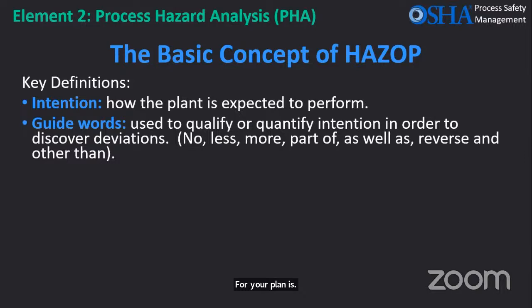Also, HAZOP uses guide words. Guide words are one of the brilliant things that make HAZOP a remarkable technique. They are used to qualify or quantify intention in order to discover the deviation. The main purpose of a HAZOP study is to discover the deviation in your process. If you know how your plant is expected to perform, you start to discover the deviation from the initial design by using such guide words.